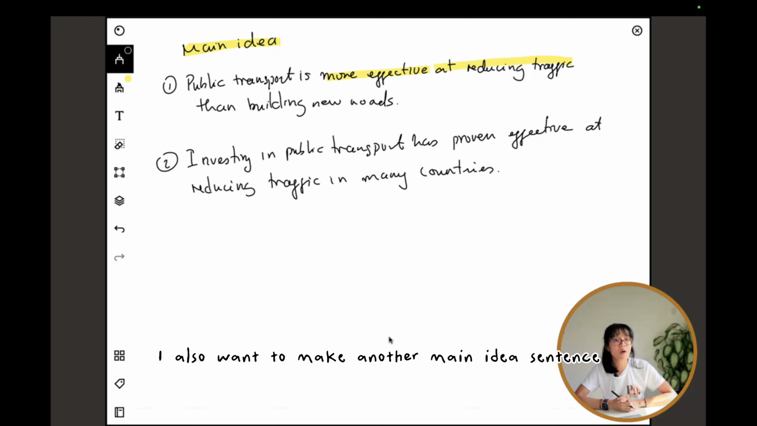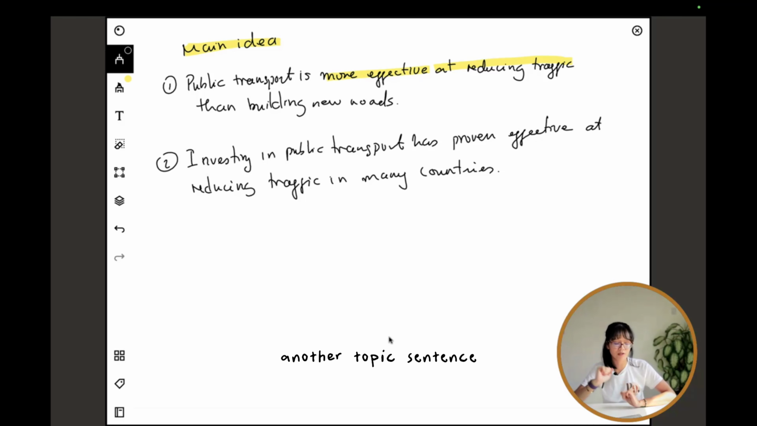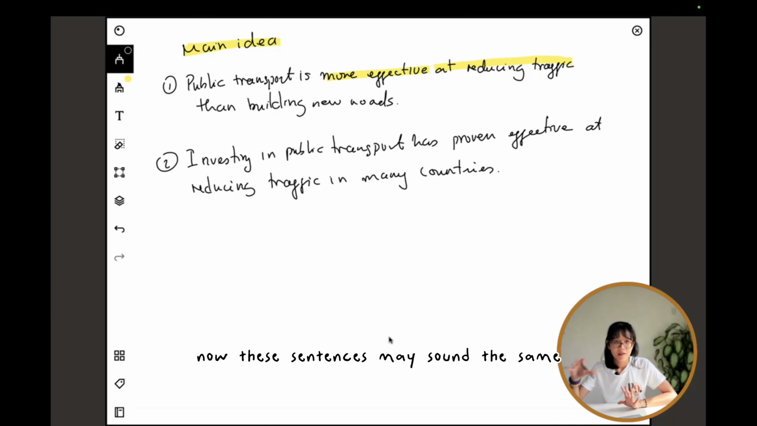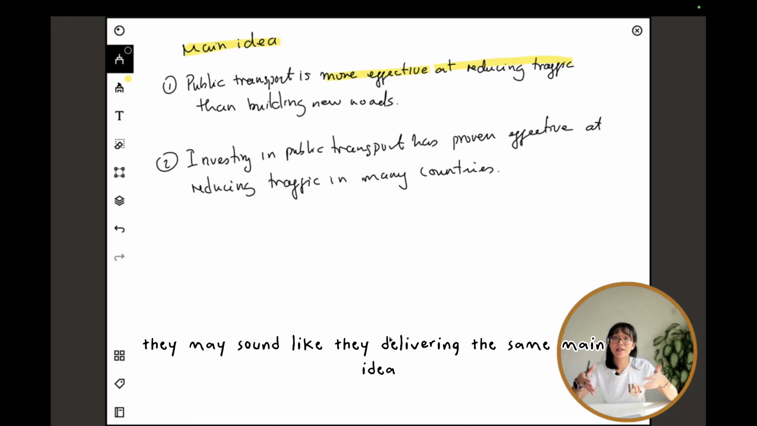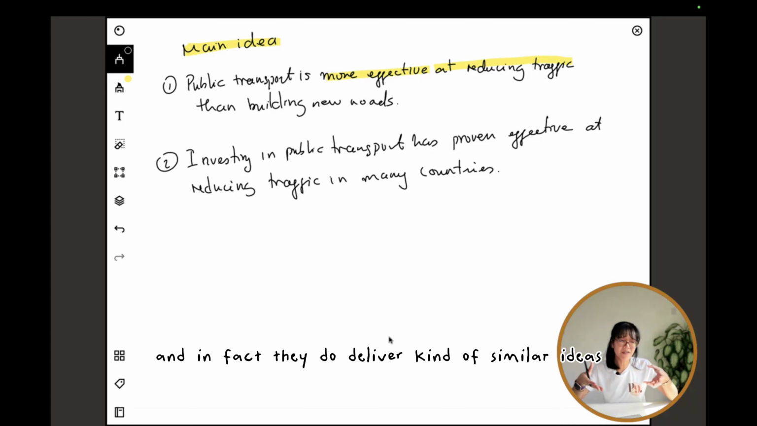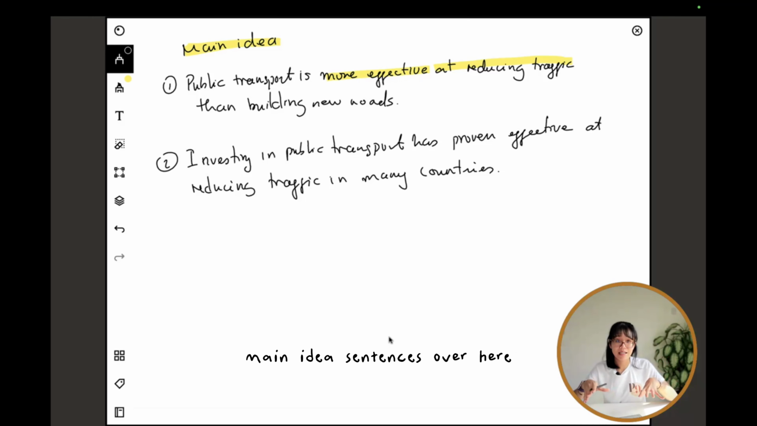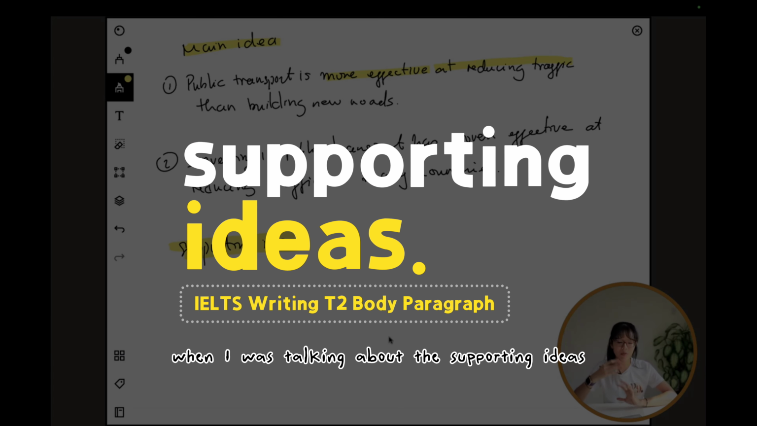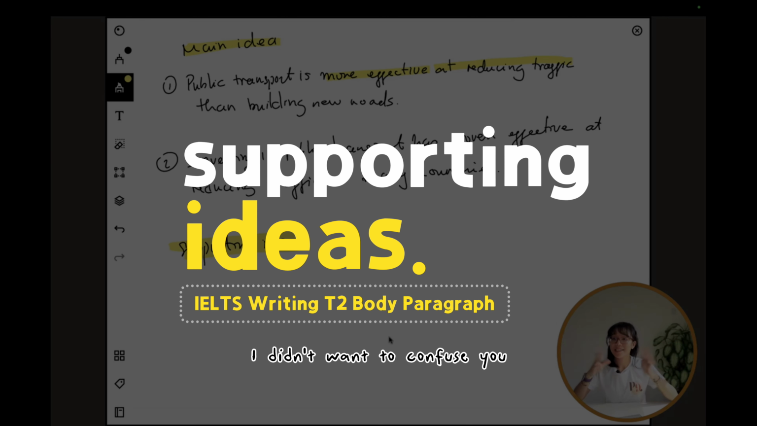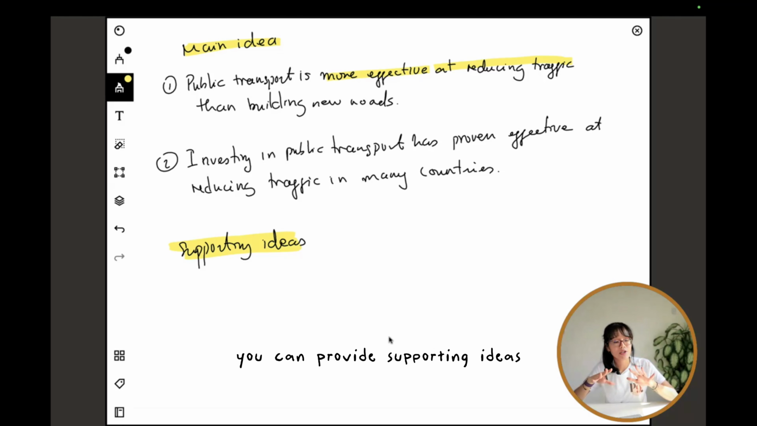On a side note, I also want to make another main idea sentence, another topic sentence: "Investing in public transport has proven effective at reducing traffic in many countries." Now, these sentences may sound the same. They may sound like they're delivering the same main idea. And in fact, they do deliver kind of similar ideas. But the reason I'm giving you two different main idea sentences is because, based on the topic sentence, you will have different approaches when it comes to the supporting ideas. The reason I did not use the word explanation when I was talking about the supporting ideas is because I didn't want to confuse you, because there are two ways you can provide supporting ideas depending on your main idea.